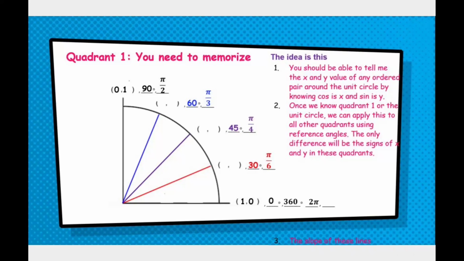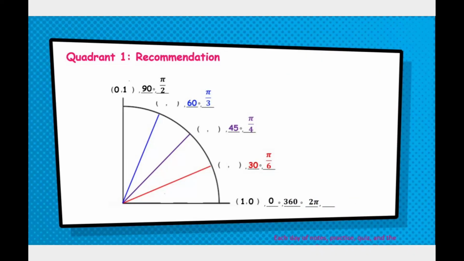Once we know quadrant 1 of the unit circle, we can apply this to all other quadrants using reference angles, bringing them all back to quadrant 1 between 0 and 90 degrees. The only difference will be the signs of the x and y in these quadrants. The slope of these lines, the terminal sides, is the tangent line, y over x.